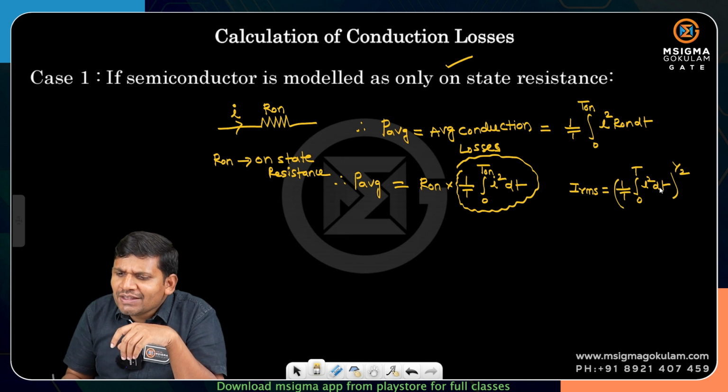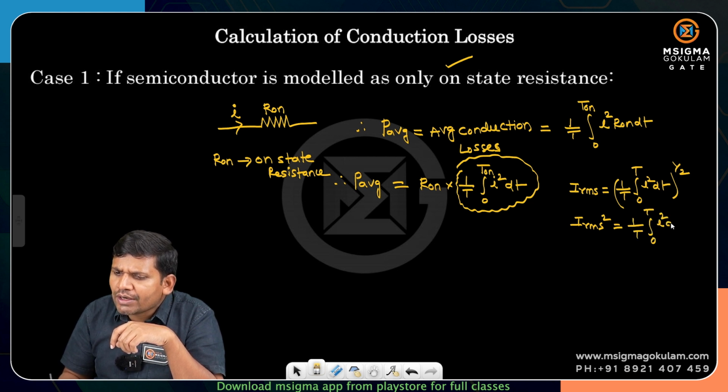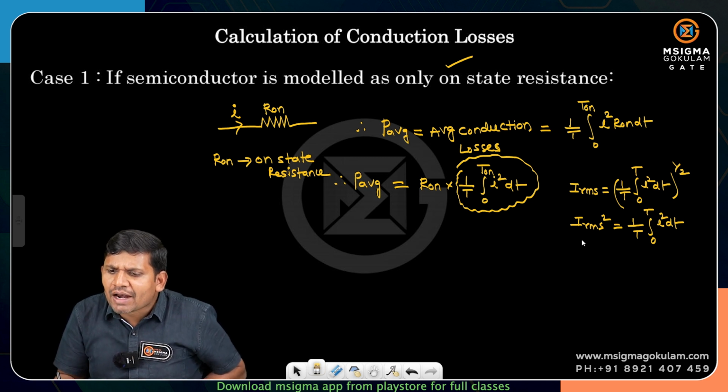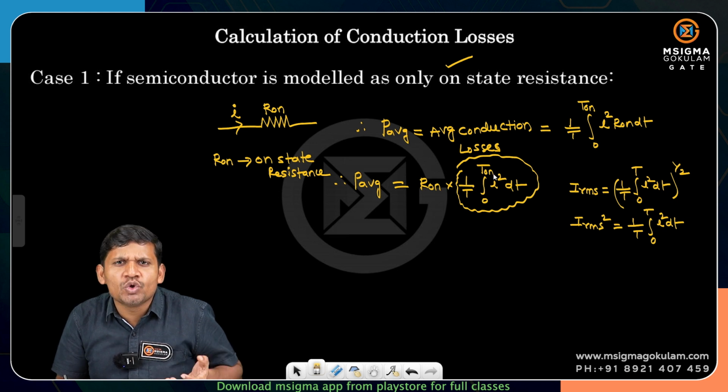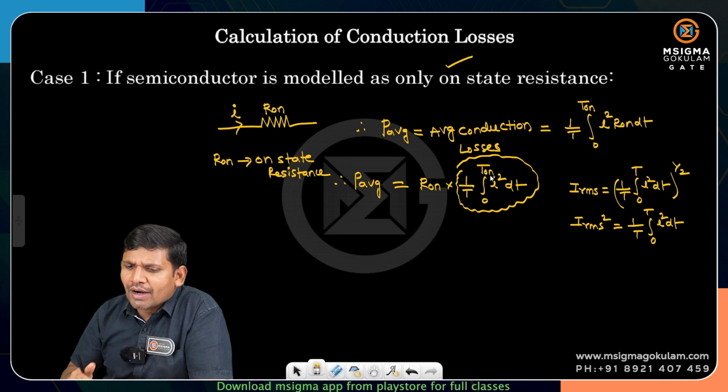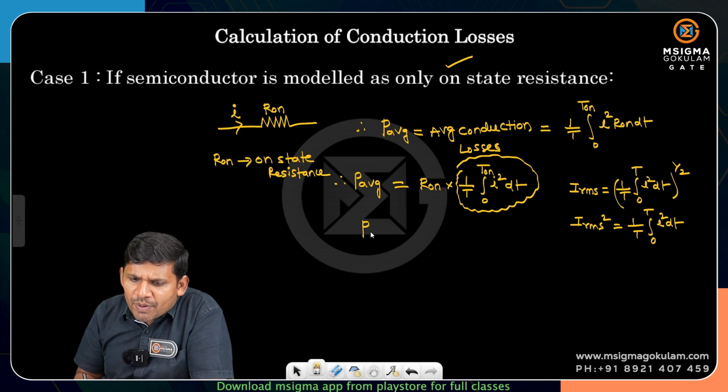Then what is this IRMS? What is this formula, students? IRMS square equal to 1 by T integral 0 to T, I square dt. Square on both sides, that indicates IRMS square. Correct or not? Only the limits differ: here 0 to T on. Why have I taken 0 to T on? Because we are calculating only during the on time. For the average power loss, the average conduction loss is equal to R on into IRMS square.